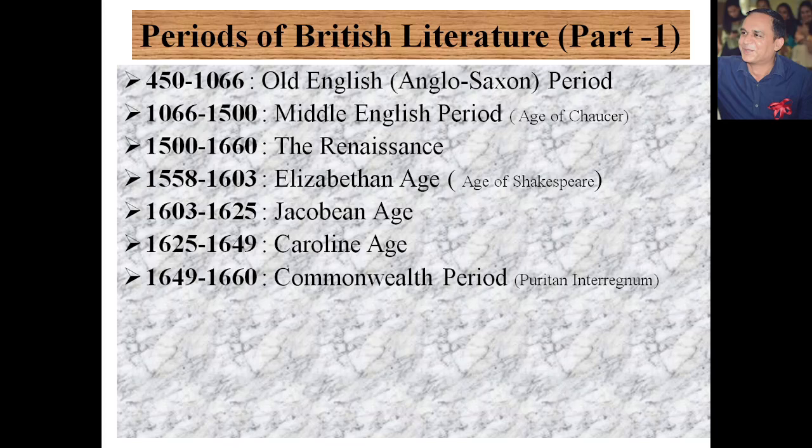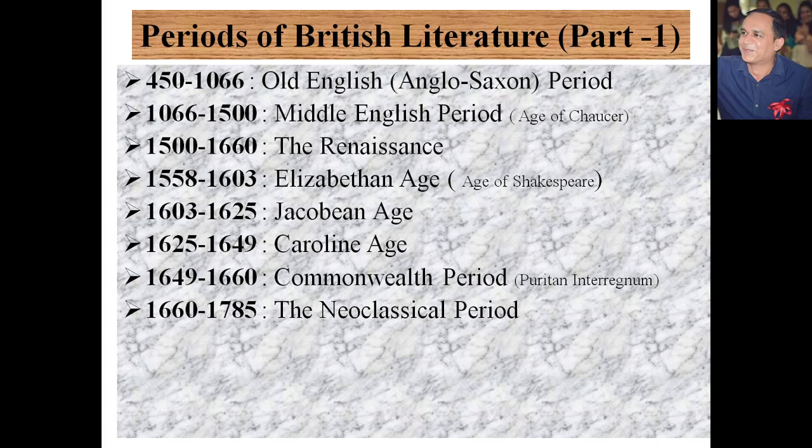From 1500 to 1660, we consider the entire period as the Renaissance, and it is further subdivided into Elizabethan age, Jacobean age, Caroline age, and finally the Commonwealth period, or also known as the Puritan interregnum, right? This was a brief period of around 10 or 11 years, during which Oliver Cromwell established the government of the Commonwealth, the rule of the Commonwealth, known as Puritan Age.